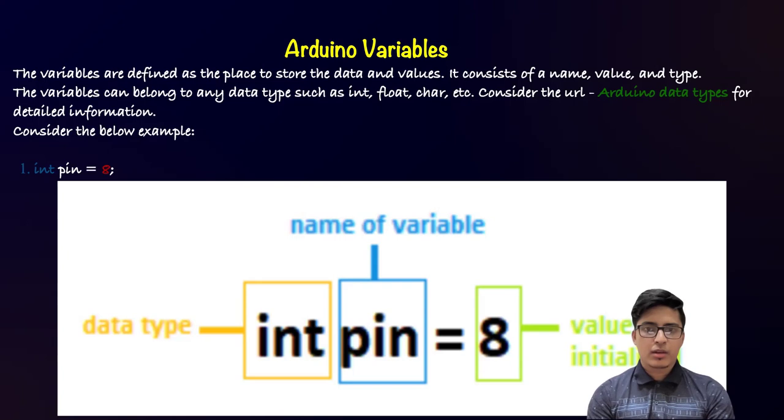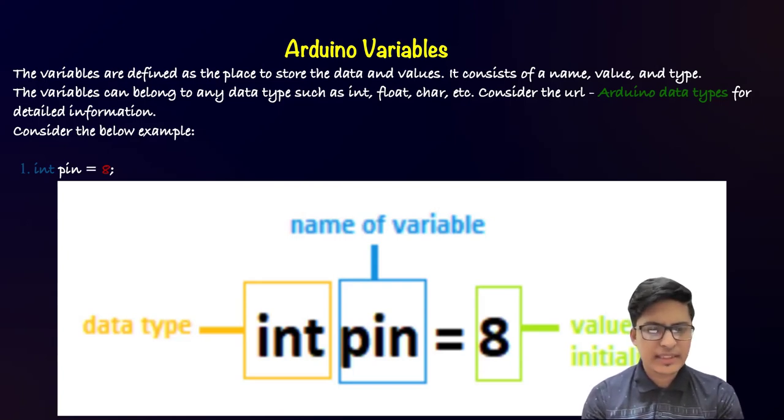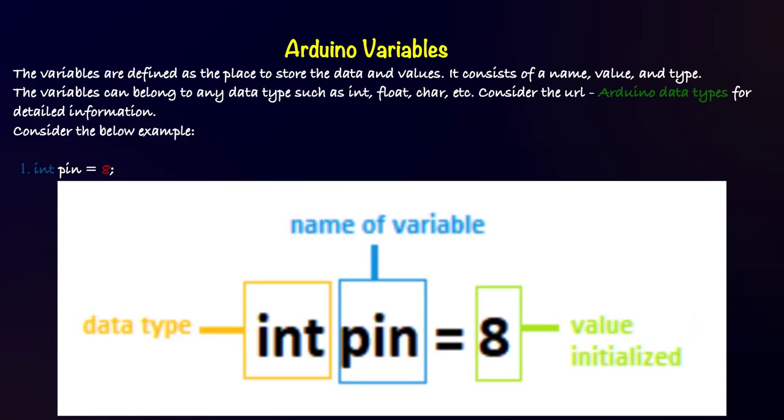Okay, let us get back. This is how we need to learn basically. Just reading all the code will not help in the case of programming, so you must code by yourself. So a variable consists of a name, of course, we've seen it, a value, for example 8 in this case, and a type, the data type. It can be character, integer, float, decimal, anything. The variables can belong to any data type, such as what I have already said: int, float, char, etc.